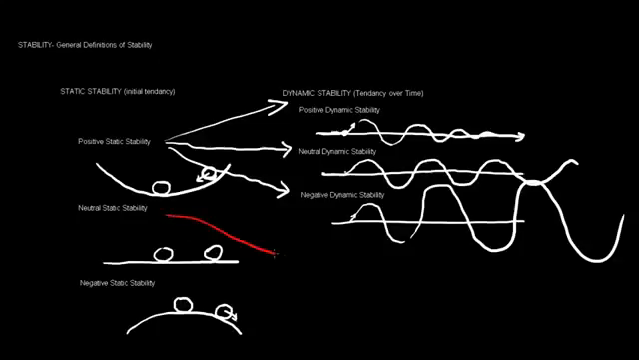Now you may be wondering, what does neutral static stability look like over time? So to look at that, we'll draw this line and we'll deflect the airplane up this way. Because it stays in the same place, it looks like this.